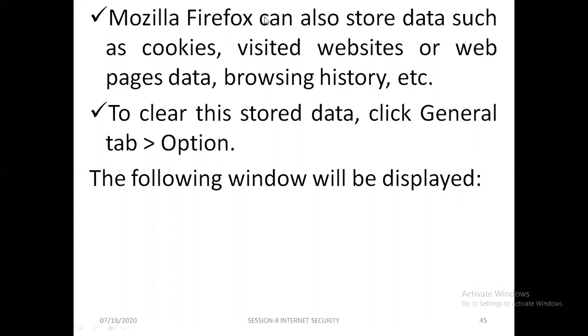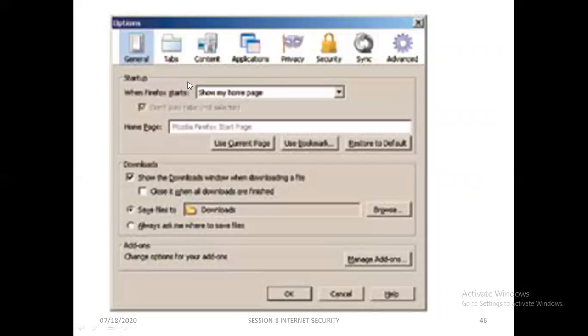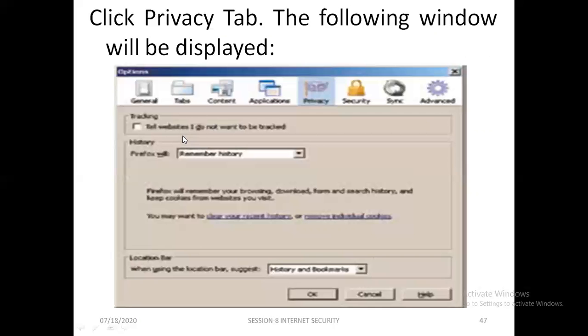Mozilla Firefox can also store data such as cookies, visited websites or web pages data, browsing history, etc. To clear the stored data, click the General tab and Options. The following window will be displayed. If you want to clear stored data like cookies and visited websites data, we can clear all of it with the help of this General tab and the Options. Any previous histories that you want to be cleared, you can clear from here.